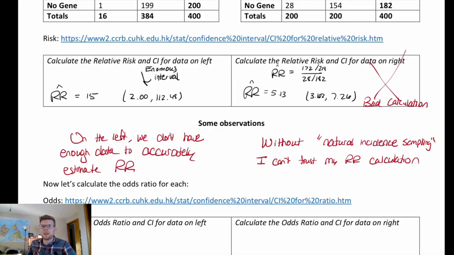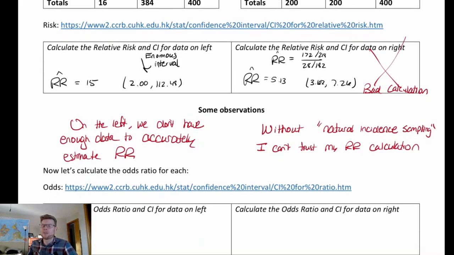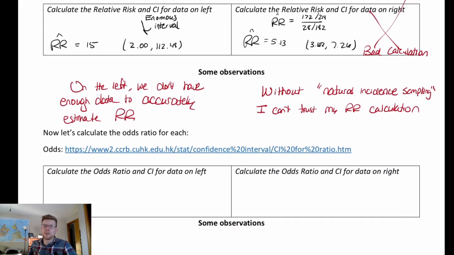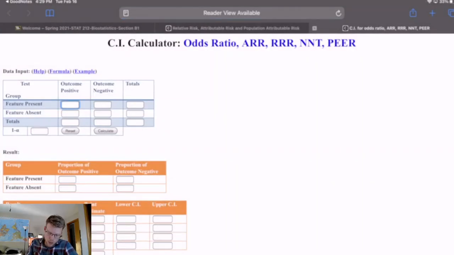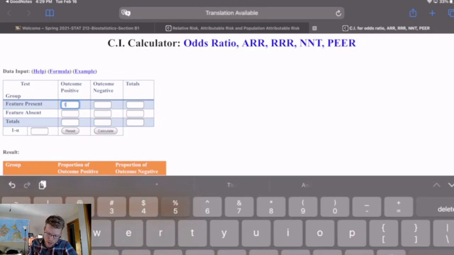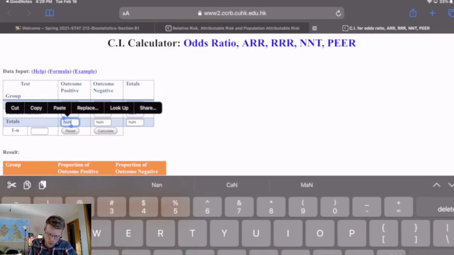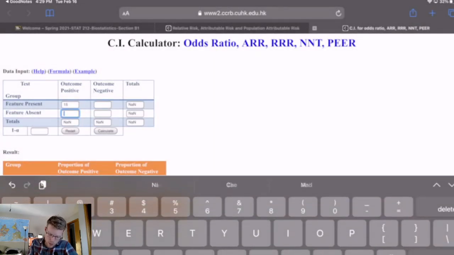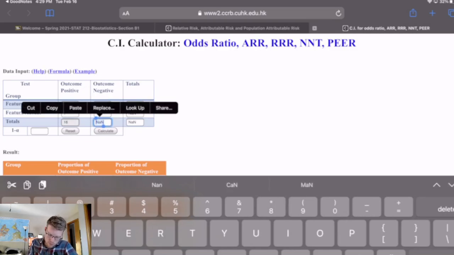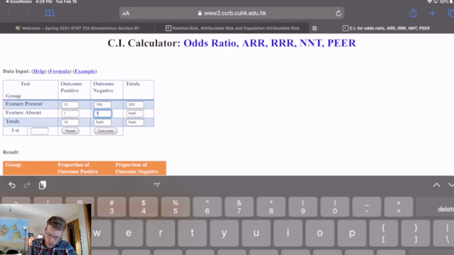All right. So now we could do the same thing, instead calculate odds ratios for each of these data situations. And so I'll go ahead and open this up. So for the odds ratio for the group on the left, again, I'm going to have the same inputs here. 185, and 199. 0.95.